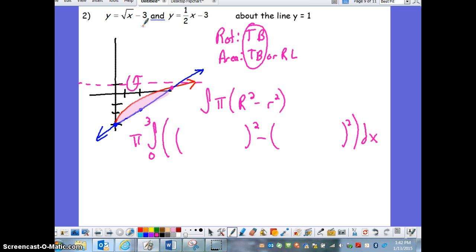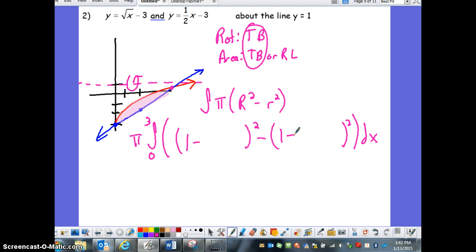All right, next, this y equals 1. There are 2 sentences I've always talked about: if it is above or to the right, then it goes in the front. If it's below or to the left, then it goes in the back. Here, the line that we are rotating around is above the shaded region. So since it is above the shaded region, that y equals 1 is going to go in the front. So it's going to be 1 minus, 1 minus.